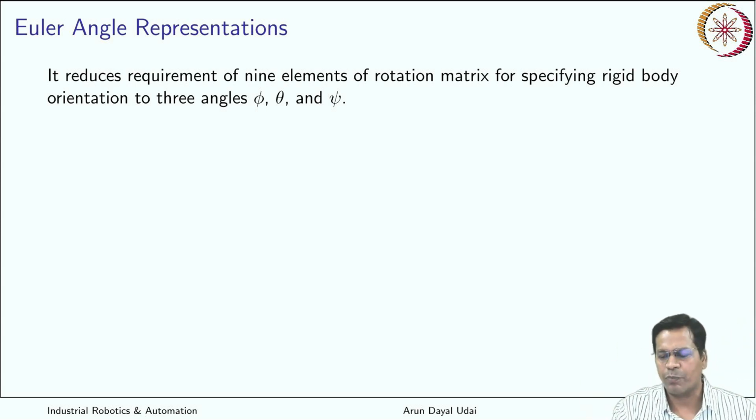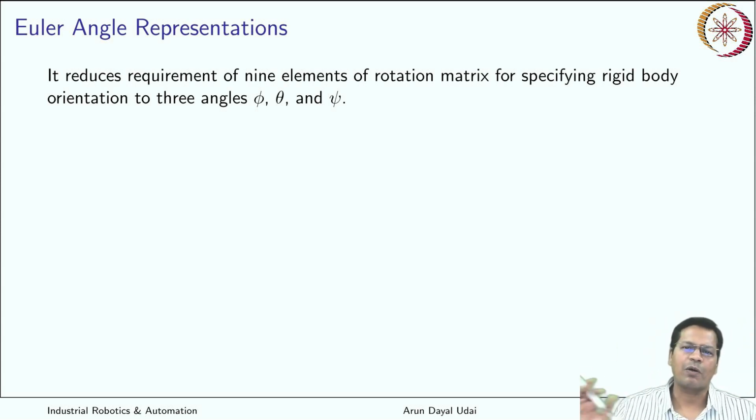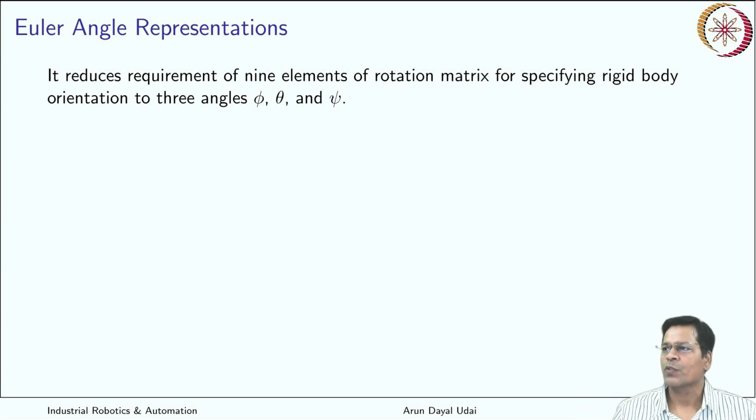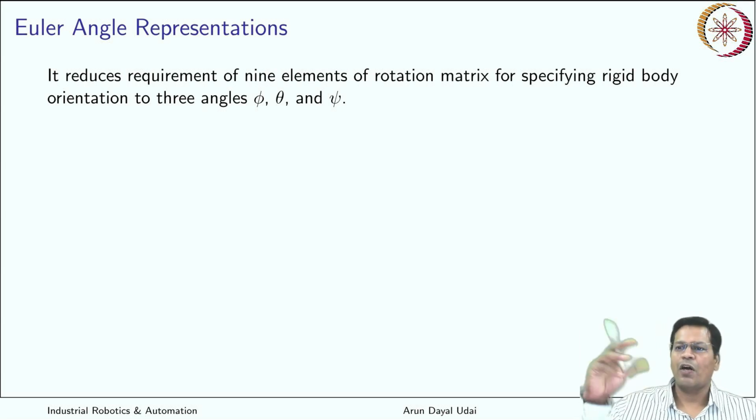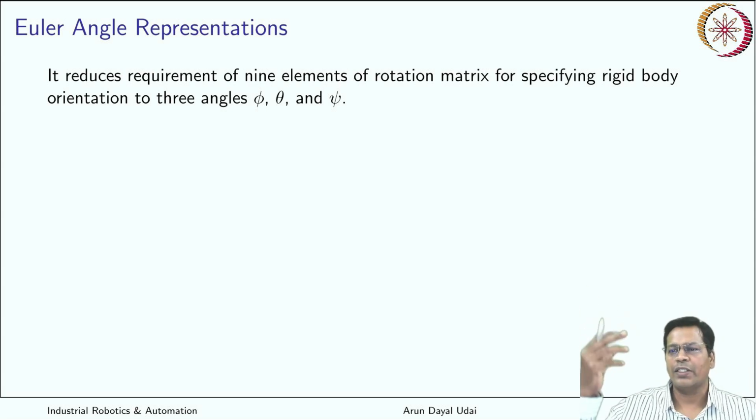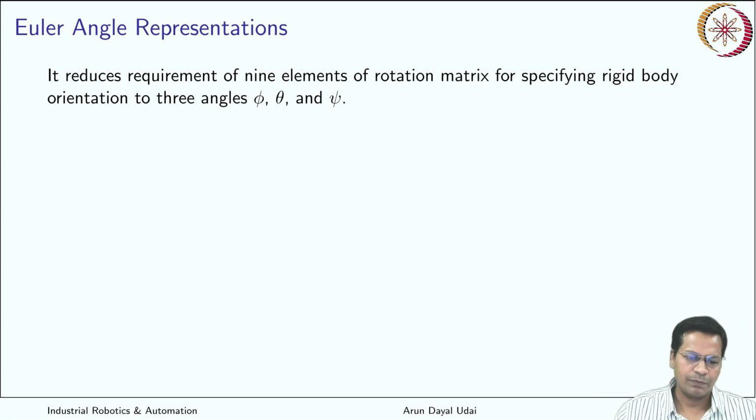You can have multiple combinations of those. Total 24 combinations are possible that way. So that is how you can orient any way you want in 3-dimensional space by defining these 3 rotations.